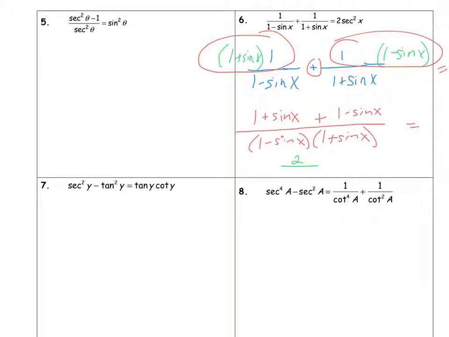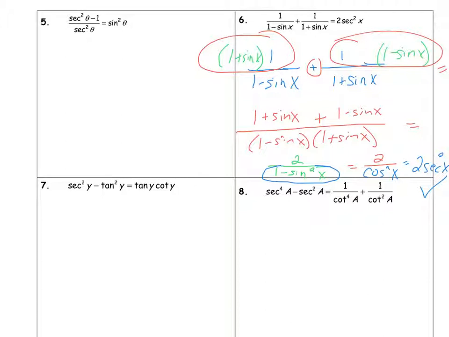Look at the bottom. You have 1 minus sine x times 1 plus sine x. 1 minus sine squared x. I should have said it as sine squared x. My apologies. Oh, hey, I know this. 1 minus sine squared x, that's cosine squared x. So this is actually 2 over cosine squared x. And I know what that is. Since I know that 1 over cosine squared x is secant squared x, this is just 2 secant squared x. And I'm done. It matches.